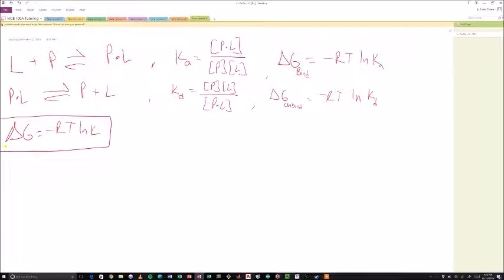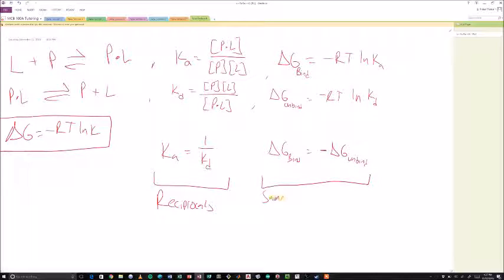And very clearly you can see how you can relate Ka and Kd. Ka and Kd are reciprocals. So if I want to go from Kd to Ka, I do 1 over the Kd, and vice versa. And the free energy, I just change the sign. So delta G binding is just negative delta G unbinding. Pretty straightforward. The equilibrium constants for reactions in the opposite direction are reciprocals, and the free energy has the same magnitude but opposite sign. And once again, if you want a refresher on any of these concepts, I recommend you check out the video I made earlier that relates free energy to equilibrium constants.